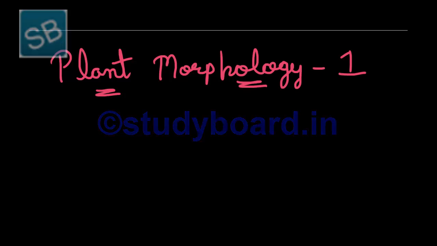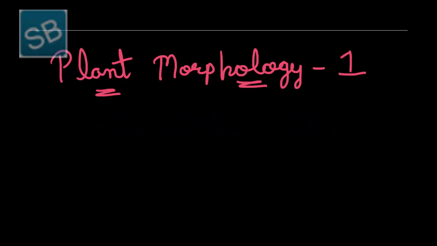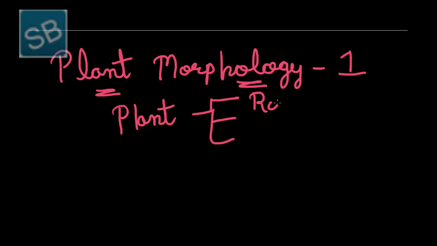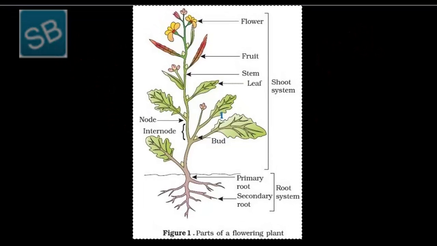Today we will begin with the unit Plant Morphology. In this unit, we will study the structure and features of a typical plant. As we all know, a typical plant is basically made up of three components, that is root, stem and leaves. This is the structure of a typical flowering plant.